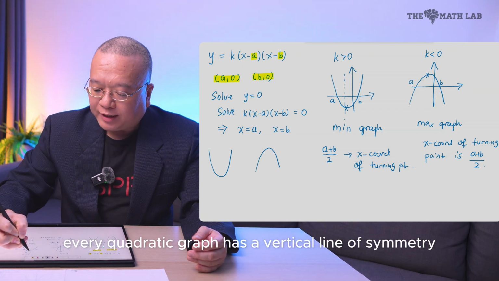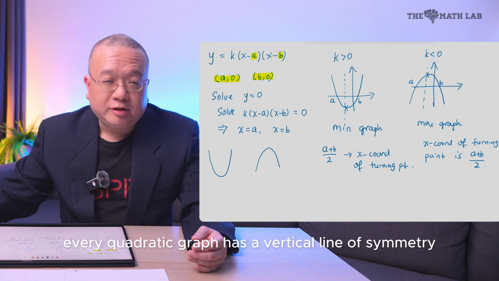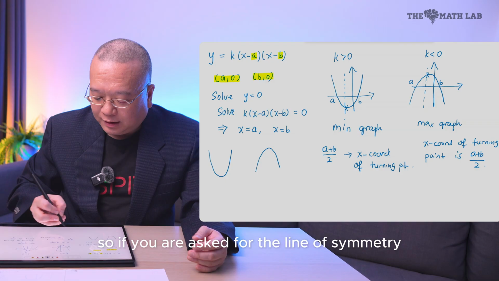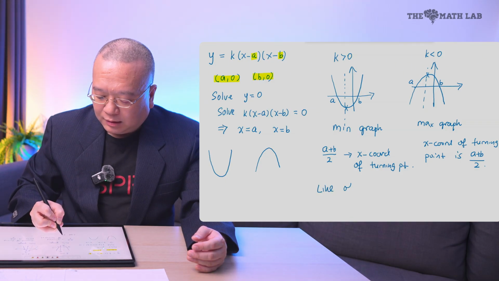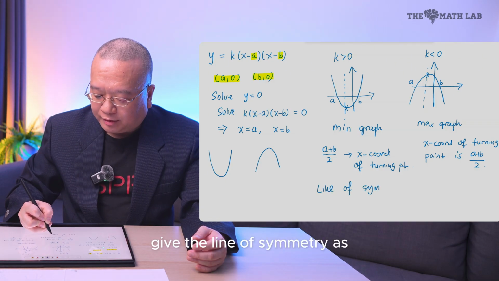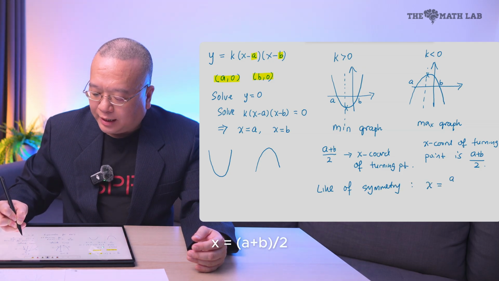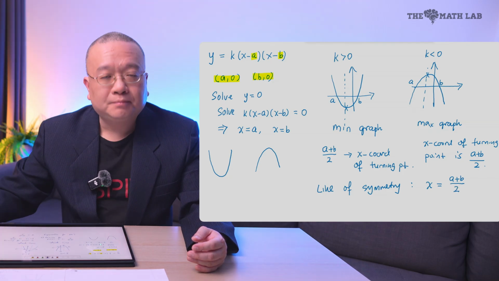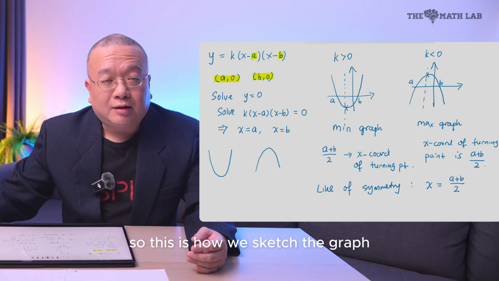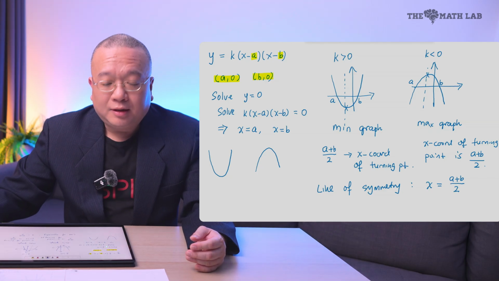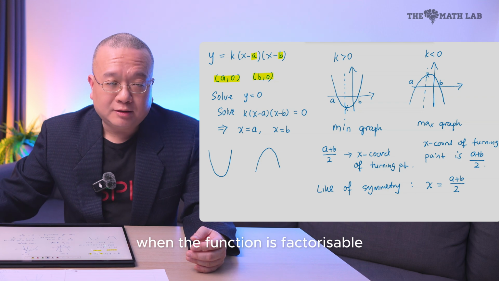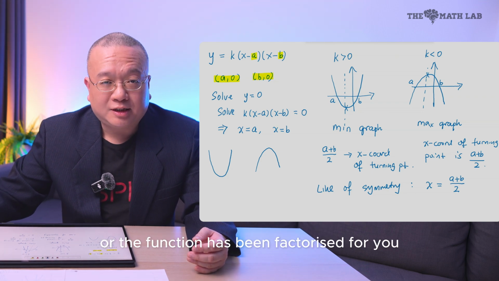So this also gives us the vertical line of symmetry. Every quadratic graph has a vertical line of symmetry passing through the turning point. So if you're asked for the line of symmetry, give the line of symmetry as x equals (A plus B) divided by 2. So this is how we sketch the graph when the function is factorizable or the function has been factorized for you.